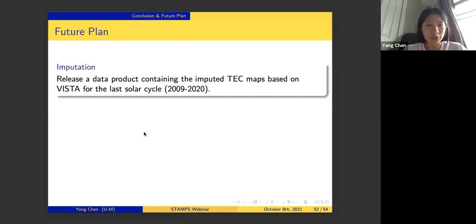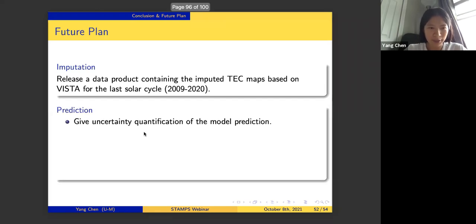And in terms of future plans, we're currently trying to release a data product containing the imputed TC maps based on the VISTA for the last solar cycle, which ranges from 2009 to 2020. The database is ready and the paper is in draft.